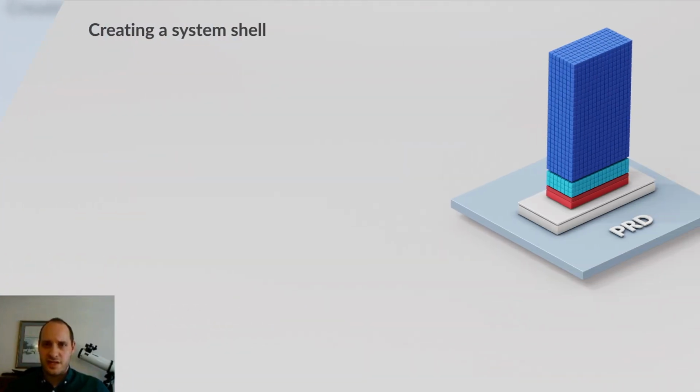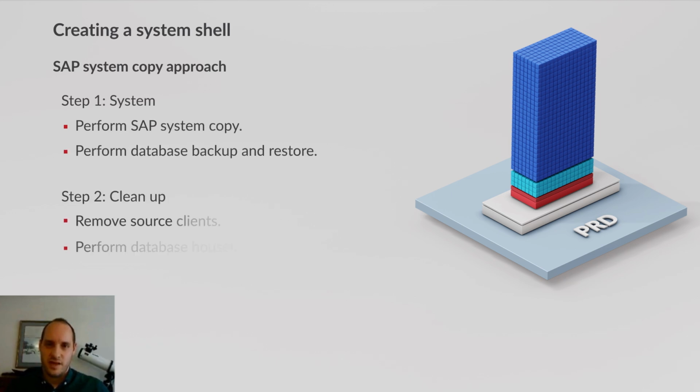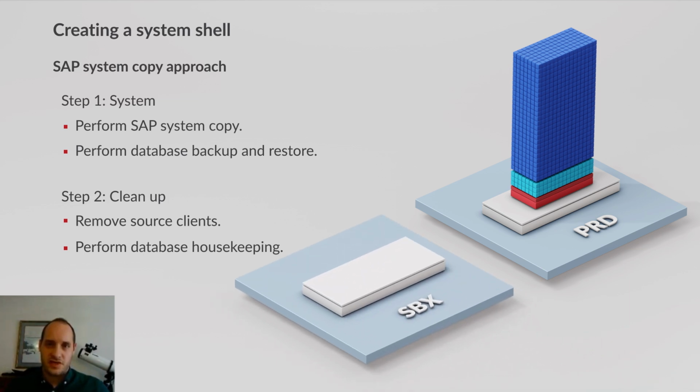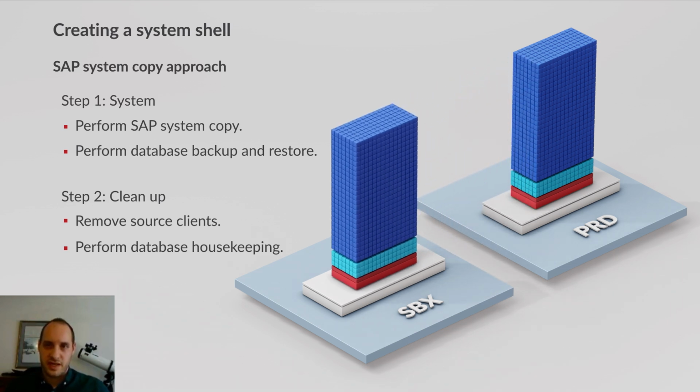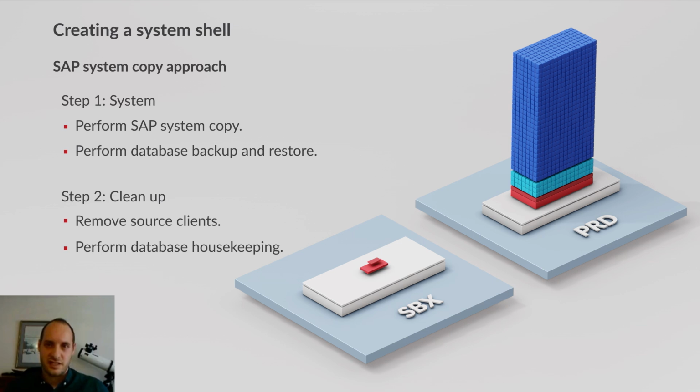How do we create these shells? The first approach is SAP's standard system copy. We can do two approaches here. We can make use of the normal SAP system copy software, or we can follow the approach of doing a database backup and restore. Now, when we do that, we end up with a mirror image of the production system in this case. And we need to actually go and delete the transactional data clients away in order to get the shell. The drawback here is overhead.